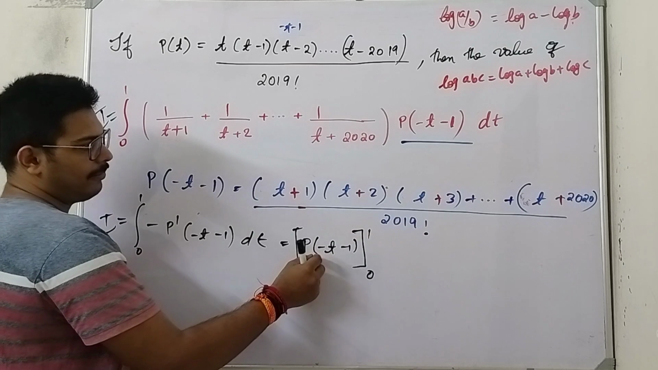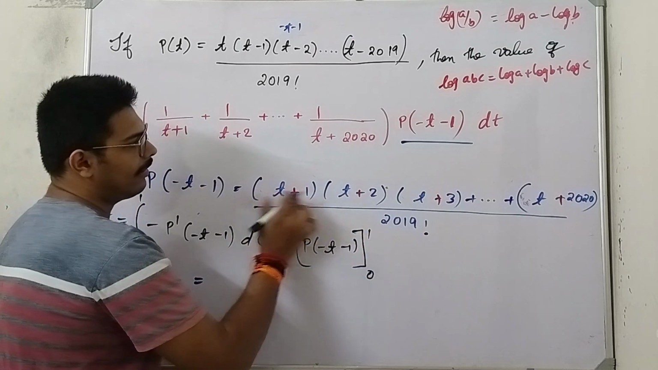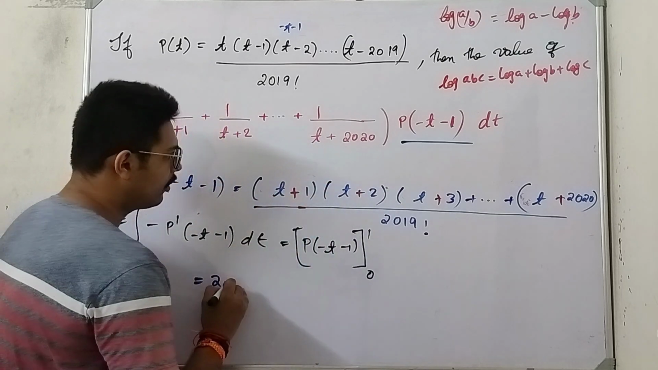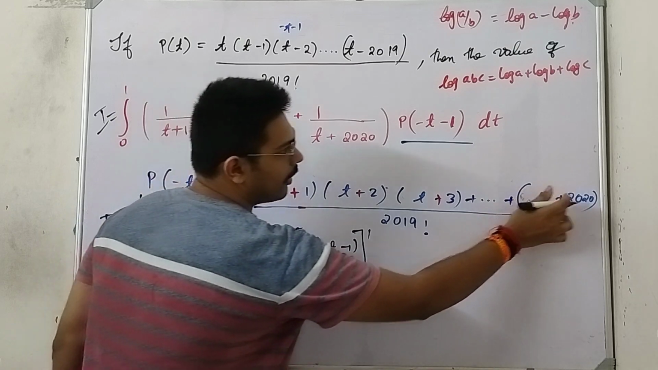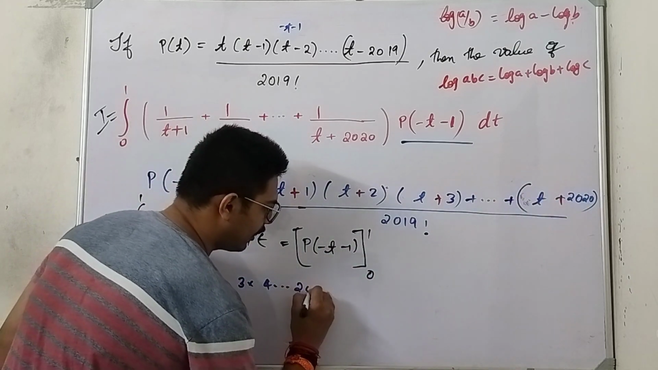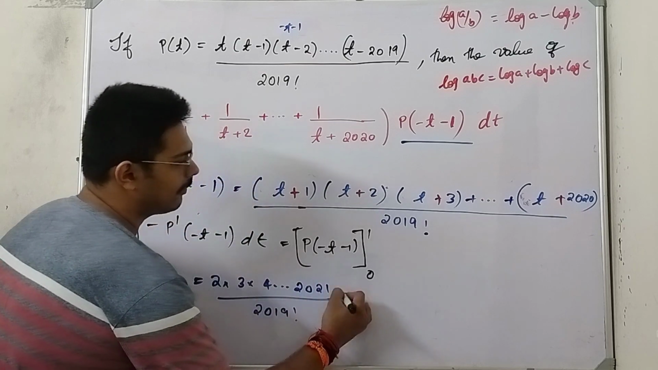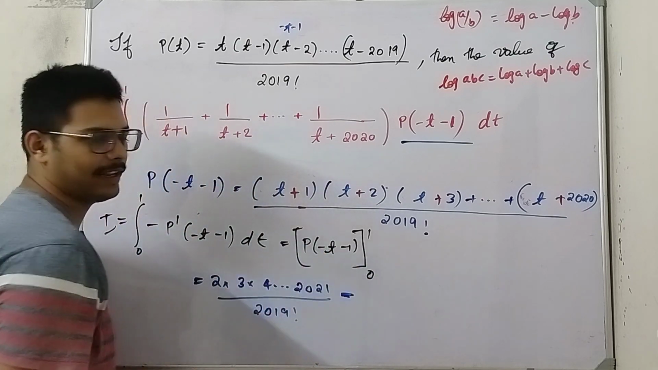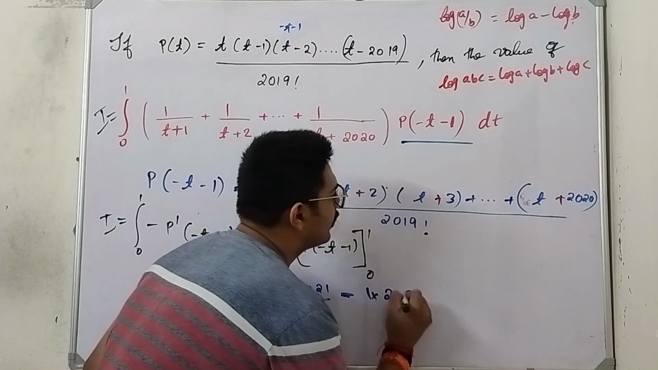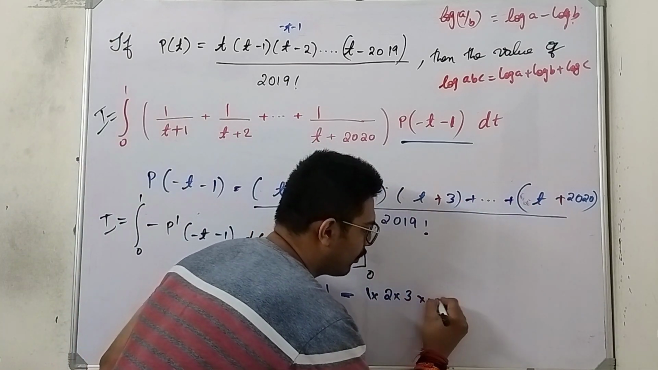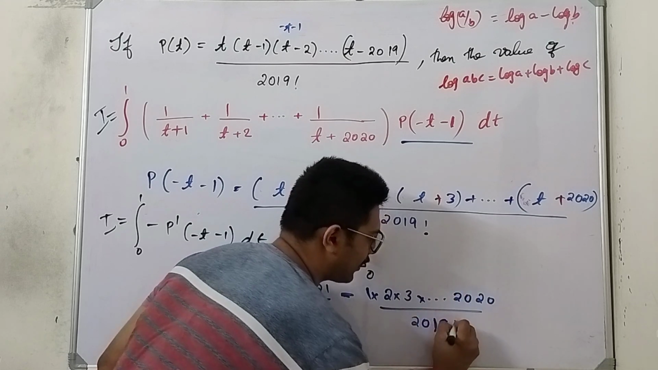What is the upper limit? P of minus t minus 1 at t equal to 1. When t equal to 1, what is the value? 1 plus 1 is 2, 1 plus 2 is 3, 1 plus 3 is 4, etc. 2020 plus 1 will be 2021 divided by 2019 factorial, minus, what is the value of P of minus t minus 1 when t equal to 0? 0 plus 1 is 1 into, 0 plus 2 is 2 into, this will be 3 into, up to 2020 divided by 2019 factorial.